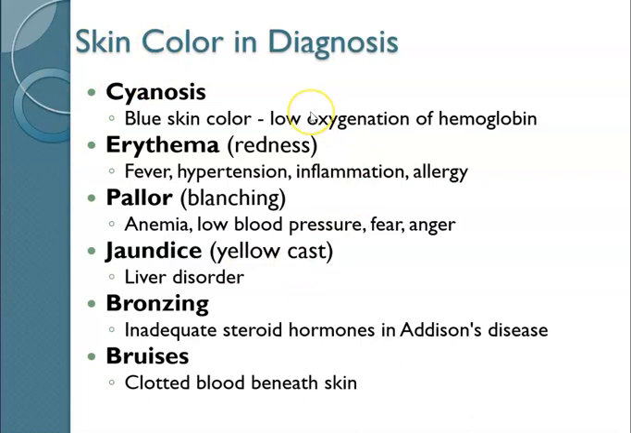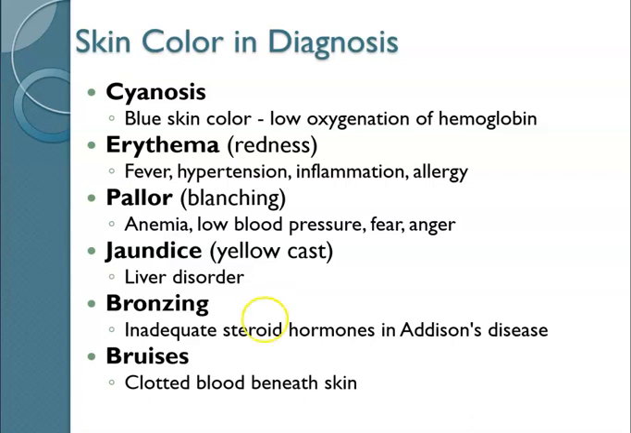Then erythema is redness, usually indicating fever, inflammation, or even an allergic reaction. Pallor is the blanching effect, a lighter color, usually showing signs of anemia or low blood pressure. Sometimes you may think about people, the color left their face when they saw something fearful, for example. That can be a reflex. Jaundice is the yellow coloration of our skin, usually because of some sort of liver disorder or increased red blood cell breakdown, amongst a few others.